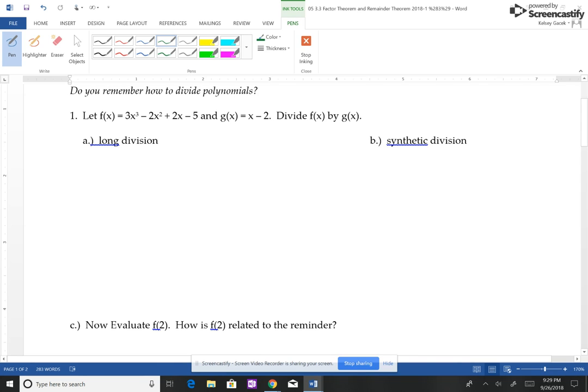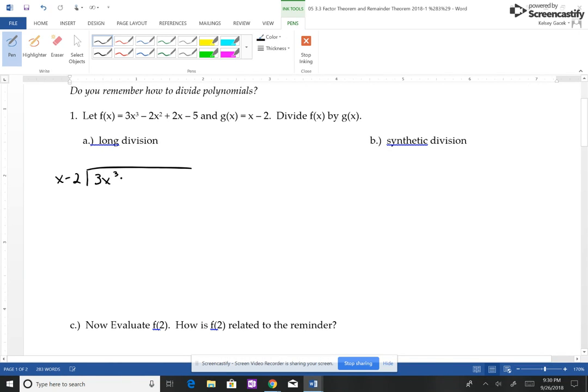Today we're going to continue to talk about polynomials, but we're going to be dividing them and talking about how to factor them a little bit using long division, synthetic division, and a new method that we're going to talk about today. So long division should be reviewed technically from Algebra 2.